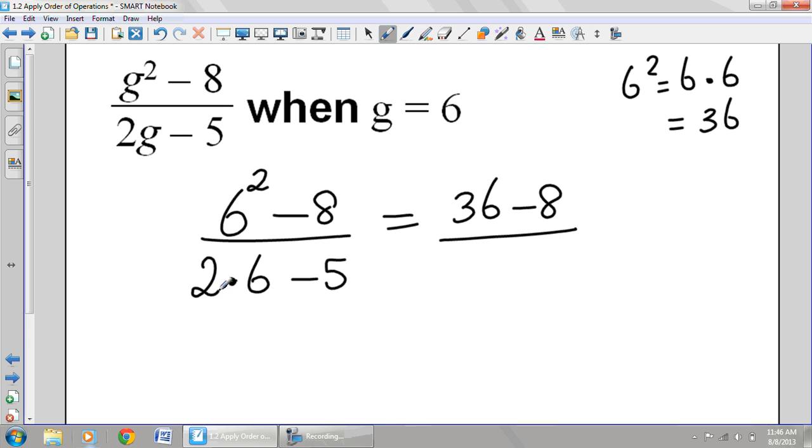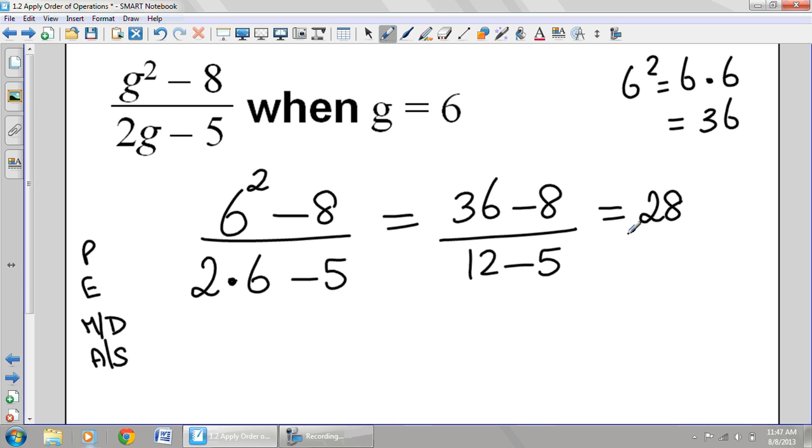Now keep in mind you have multiplying and you have a subtraction. Remember, multiply or division comes before you can add or subtract. So I am going to be multiplying 2 times 6, which is going to be 12 minus 5. Now let's tackle the numerator. 36 minus 8 is going to give me 28. 12 minus 5 is going to give me 7. Now comes the last step. I have a number on the top and a number on the bottom. Divide and get the answer 4.